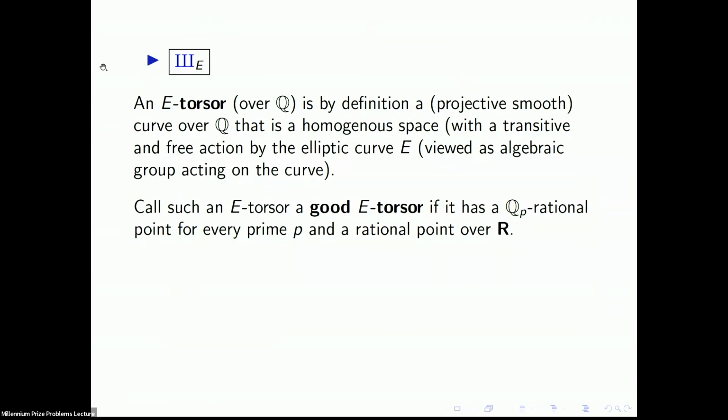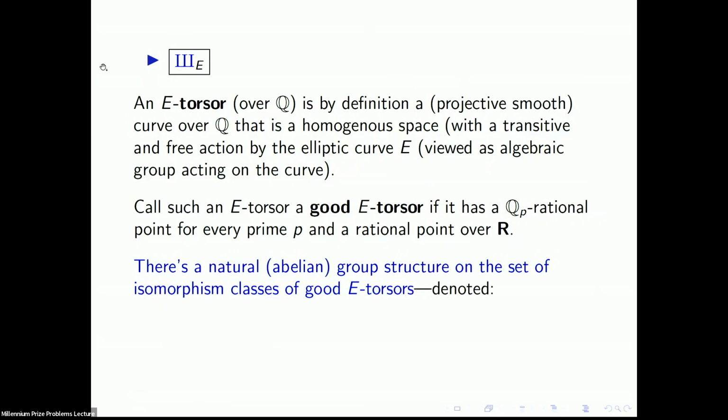A good E-torsor is one that has a Qp-rational point for every prime p and a rational point over R. It may not have a rational point over Q. If it has a rational point over Q, this good E-torsor is really very good. It's isomorphic to E. If it doesn't, it's interesting. Now, there's a natural abelian group structure on the set of isomorphism classes of these good E-torsors, and it's denoted by this Russian letter Sha of E, and called the Shafarevich-Tate group of E.